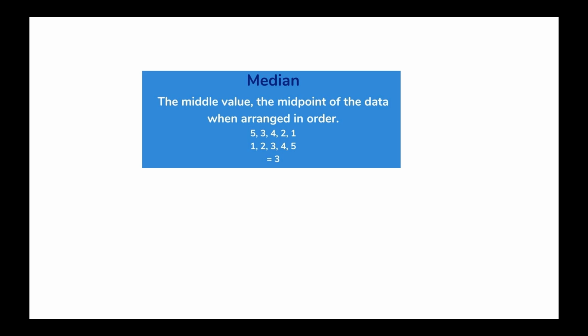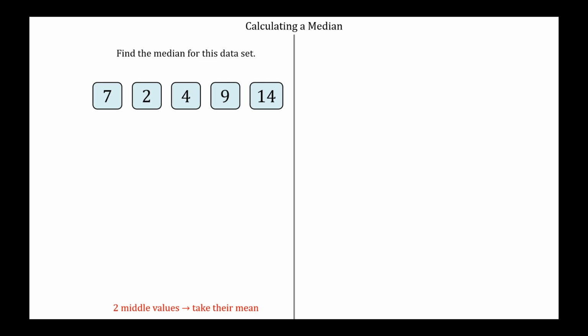Hi class, in this video we're going to be talking about the median. So the median is defined as the middle value in a data set only when it is arranged from smallest to largest. So let's go over an example. Here I have a data set.